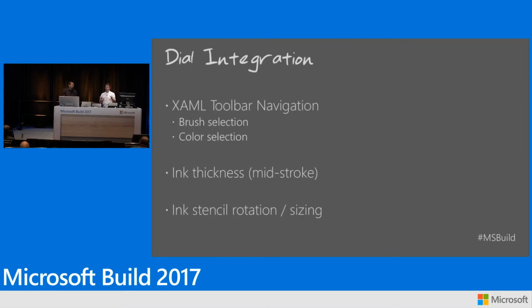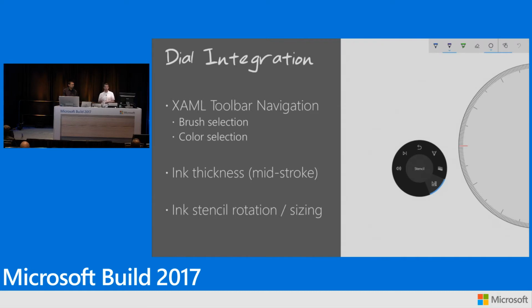Now, as promised, those 2 lines of markup we talked about earlier continue to get you even more functionality, including integration with radial controllers with on-screen support. The XAML toolbar is dial-enabled and enables both on-screen and off-screen navigation, including brush selection, color selection, and stencil selection. You also get true simultaneous interactions, where rotating the dial while you're inking will modulate the ink thickness. This is something where you can use your non-dominant hand on the dial and your dominant hand is inking.